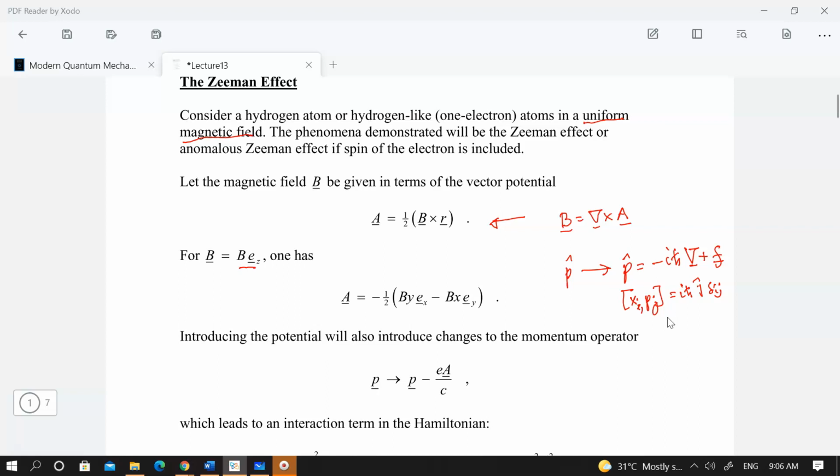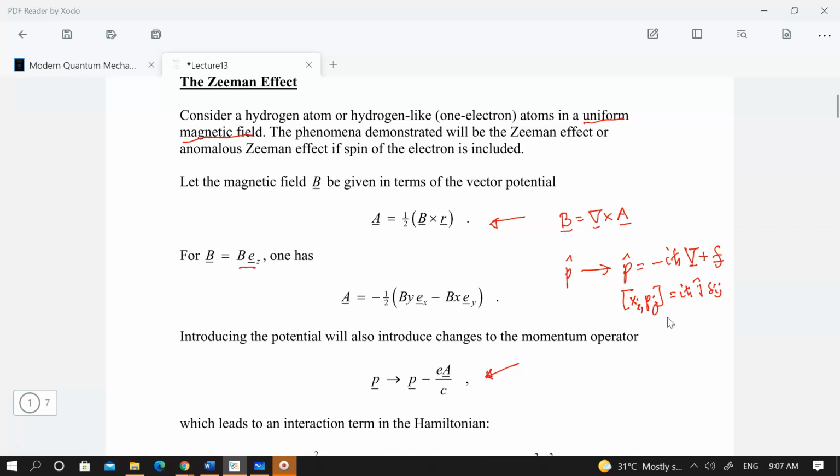one can essentially, when you do this substitution, consider the momentum operator together with the contribution from the vector potential. One can find that this momentum operator gets replaced by the following. In some sense, this represents some kind of magnetic field contribution to your momentum.